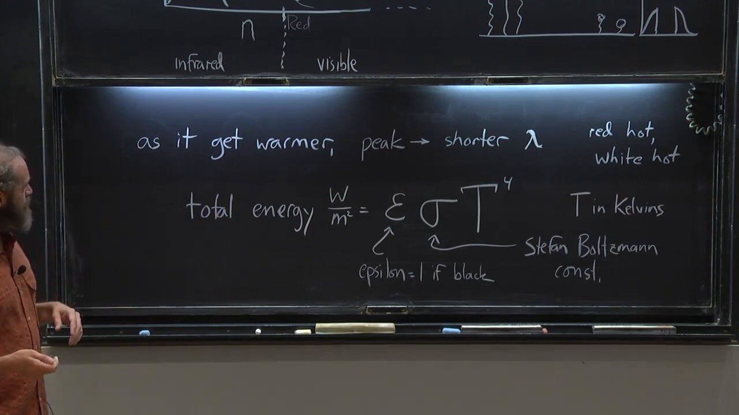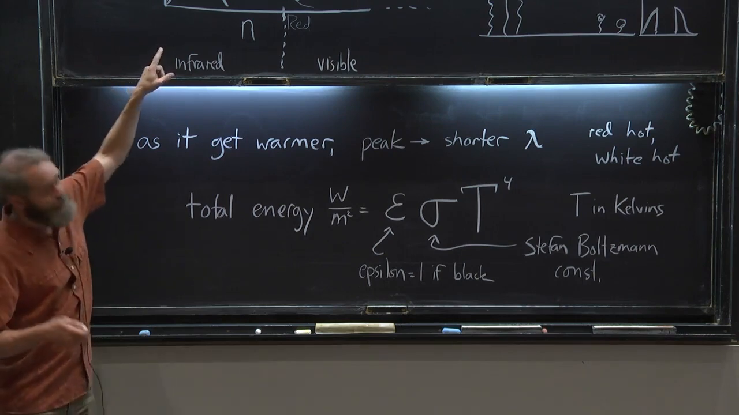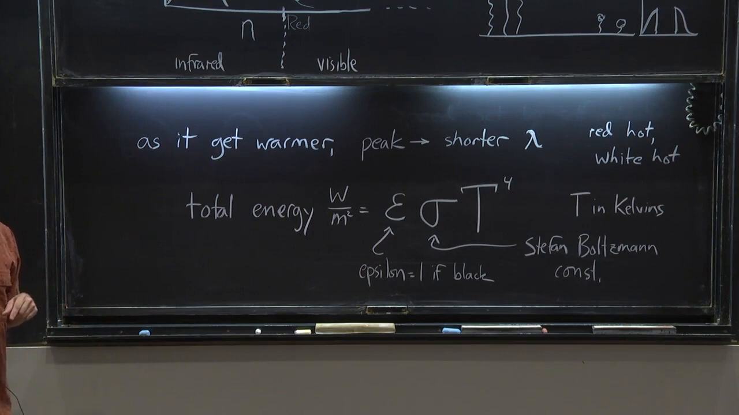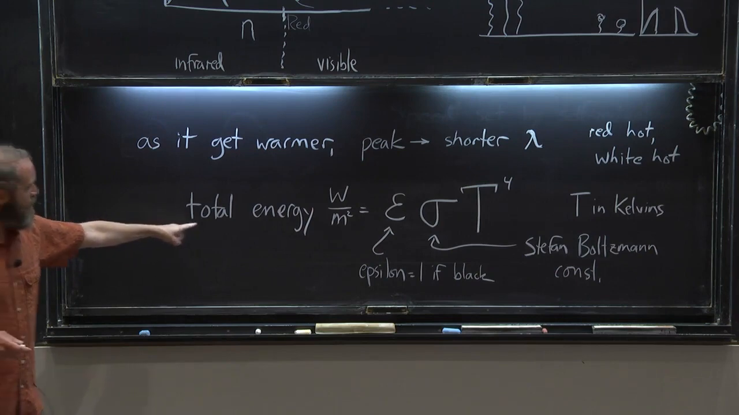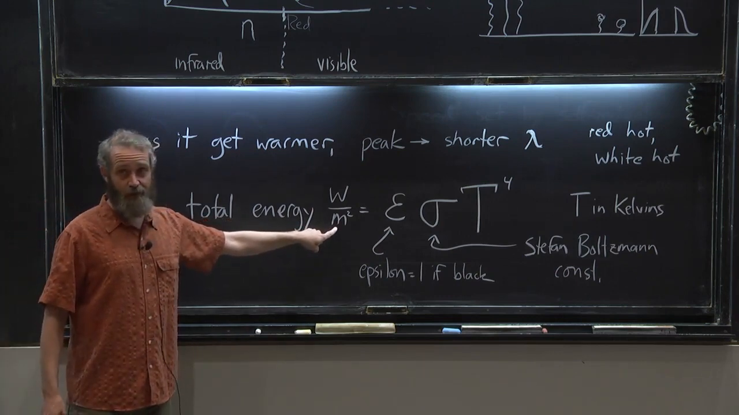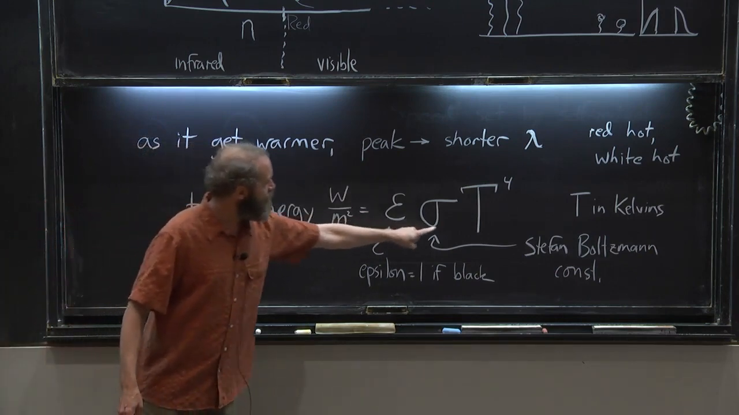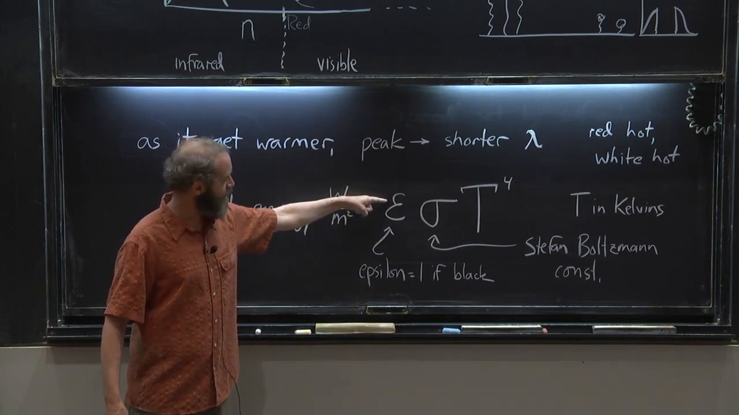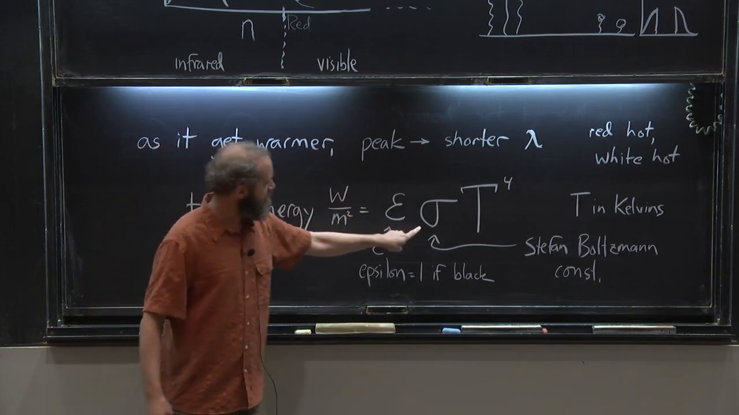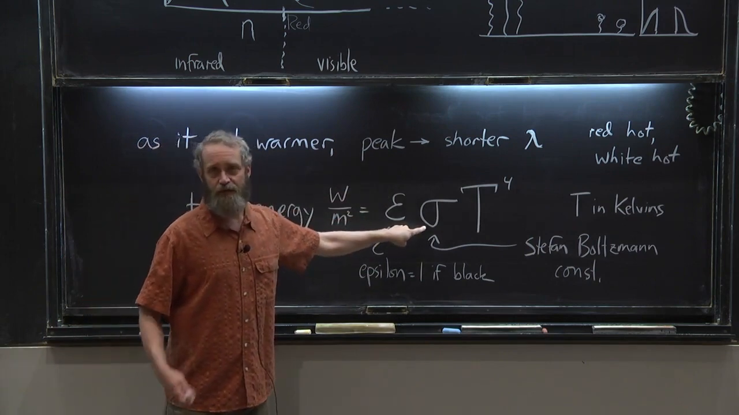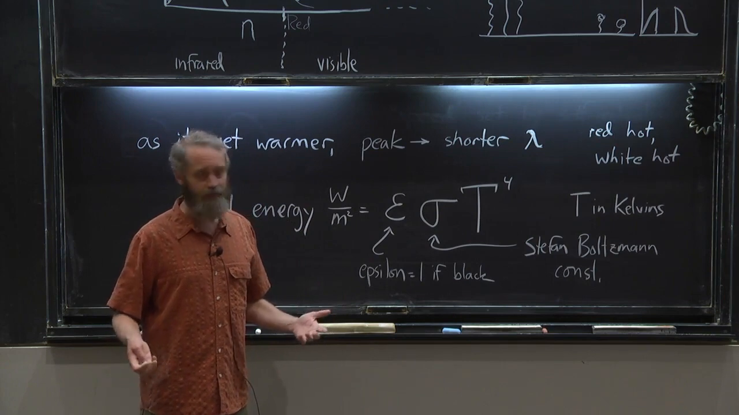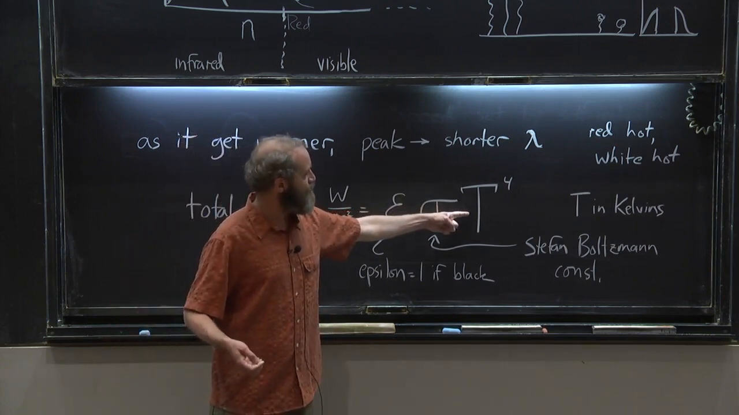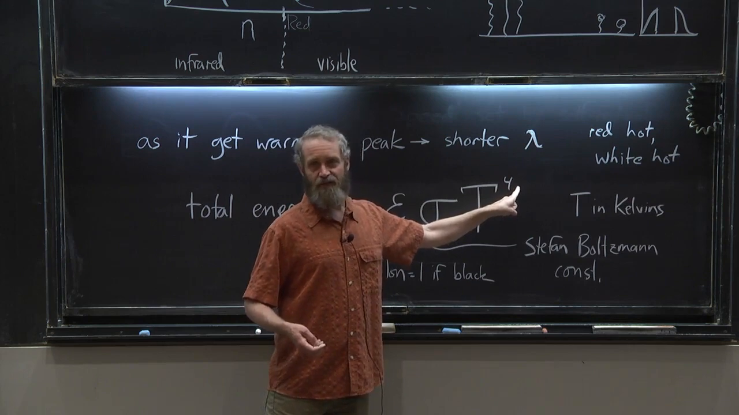The other thing about this spectrum is that it gets much bigger as you get hotter. And it turns out that there's a formula describing this. It's right here. The total energy in watts per square meter is given by these 3 terms. The first is epsilon, which I'll explain next. The second is the Stefan-Boltzmann constant, which is just a constant number you can look up in a book. It never changes. And then the third is the temperature in kelvins raised to the 4th power.